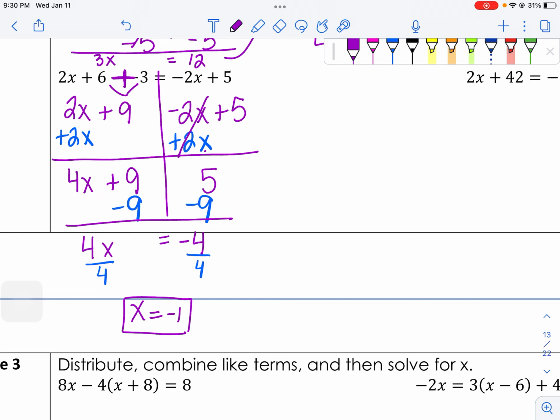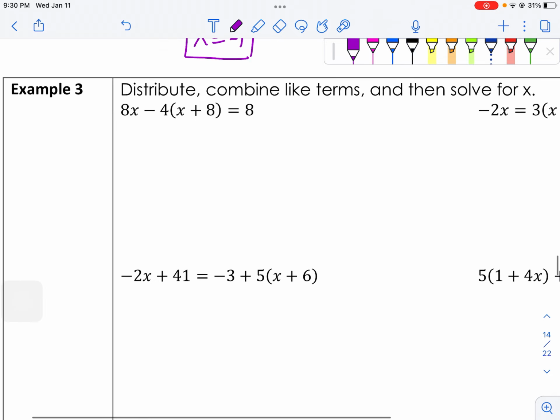Okay, now I'm going to jump down to the problems in example 3. And we're going to put the distributing, the combining like terms, and the solving all together.